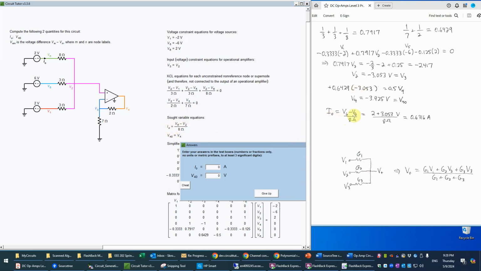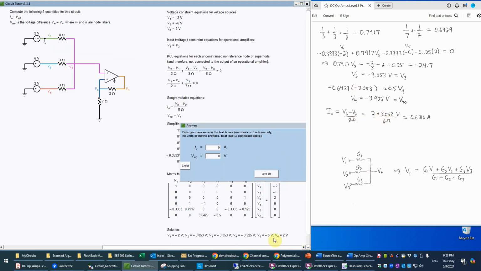So I naught is V6 minus V2 over 8 ohms, and I just plugged in the values we just found, which are actually printed down here at the bottom of the screen. So V6 is 2 volts, and minus V2 is going to be plus 3.053 from this, and then we just divide by the 8 ohms, and that works out to be 0.6316 amperes. And then the V40, that's just equal to V4, which we already found, so that's the -3.925.